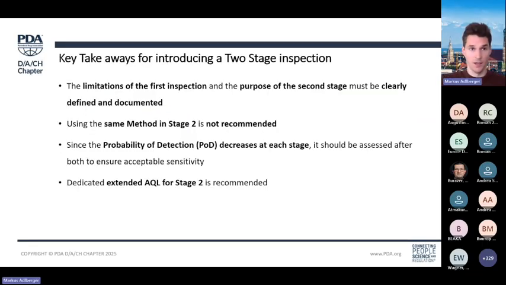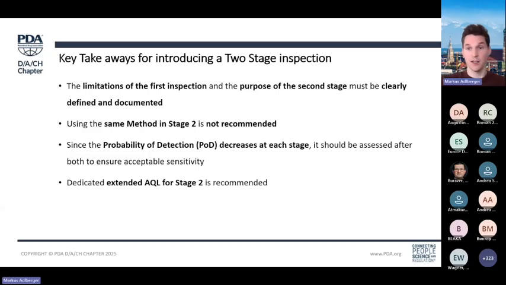So the key takeaways for introducing a two-stage approach: you should clearly understand and document the limitation of the first inspection and why you do a second stage. Just to reduce the false reject rate might not be enough. Using the same method, AVI followed by AVI, is not recommended. If needed, consider that you have a strong justification.